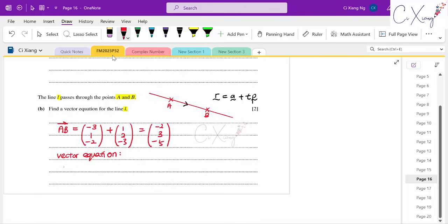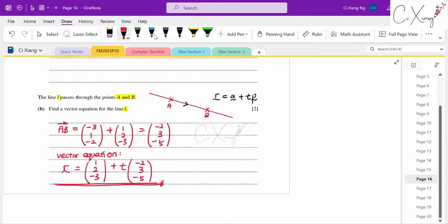Okay, so the general formula will be r = a + td. So the coordinate for the passing point, you can use either the OA or OB, either one of them. In my case here, I'm using B as a passing point. So I'm having (1, 2, -3), and then plus t, the direction. The direction we calculated just now, which is this value: (-2, 3, -5). This is my vector equation for the line L.